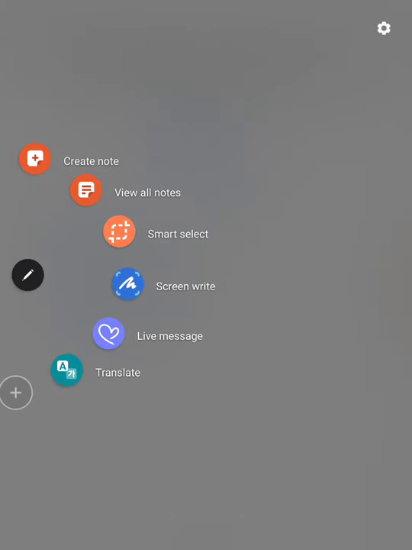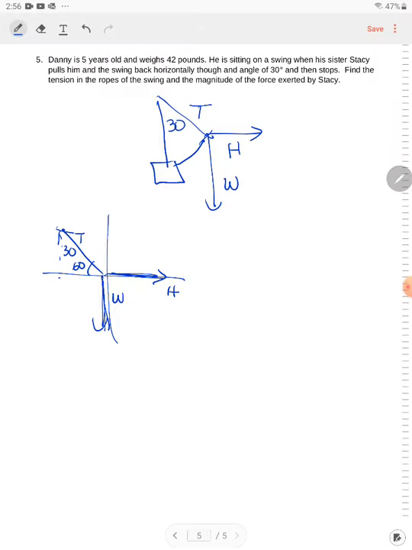The easiest way to do this is to look at it in terms of i and j. In the i direction, vector H is in the i direction. In the j direction, we have the weight, which is down, and down is negative. Then notice your tension. In the x direction, you would have T cosine of 60, and it's going to be negative because it's to the left. And in the y direction, because it's up, it's positive T sine of 60.